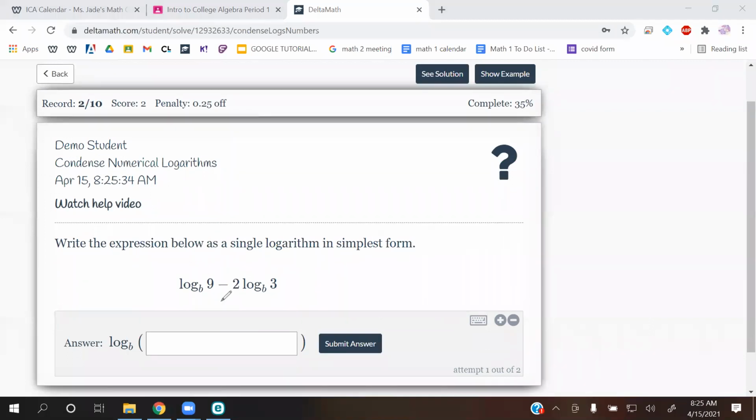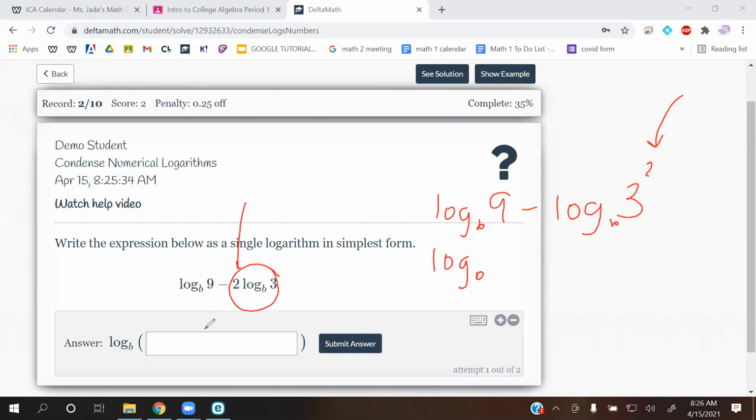Okay, so we have a log base b of 9. That one we just leave it as that for now. Log base b of 9 minus, okay, 2 times log base b of 3. So that becomes log base b of 3 squared. So that 2 in the front became the exponent right over here. And so what is 3 squared? Let's write that out. Log base b of 9 minus log base b of 3 squared is 9.